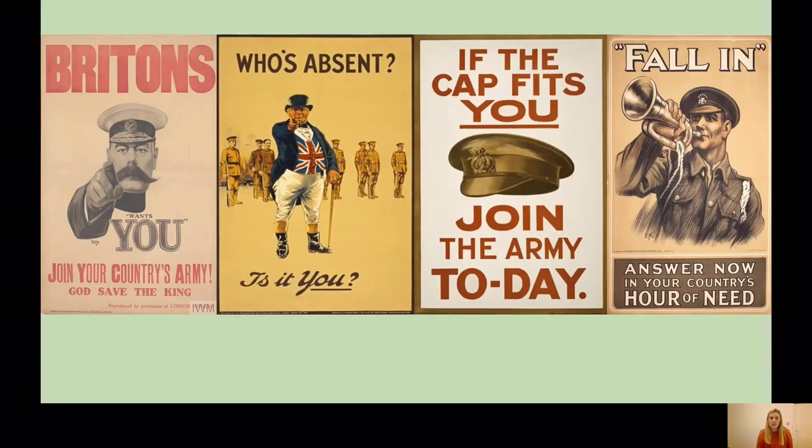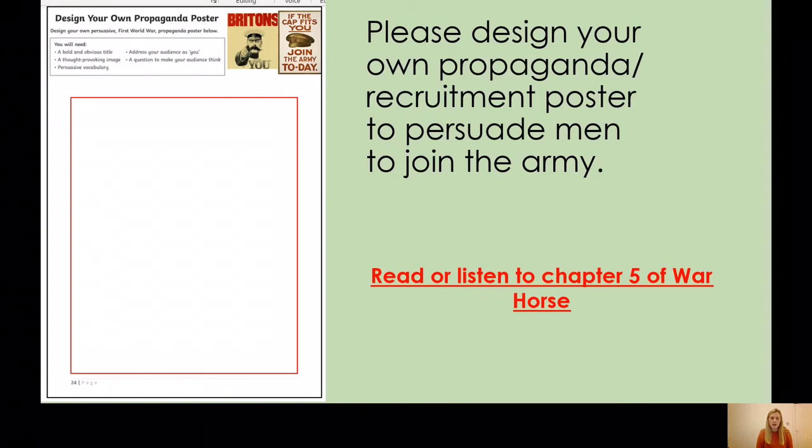In the second half of the session, we'll be looking at posters that were put up to persuade the men to join the army. And based on our observations, you'll be able to draw and design your own recruitment poster. After the lesson, please read or listen to Chapter 5 of Warhorse.